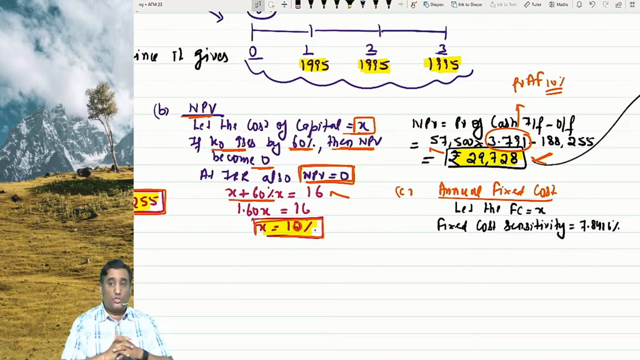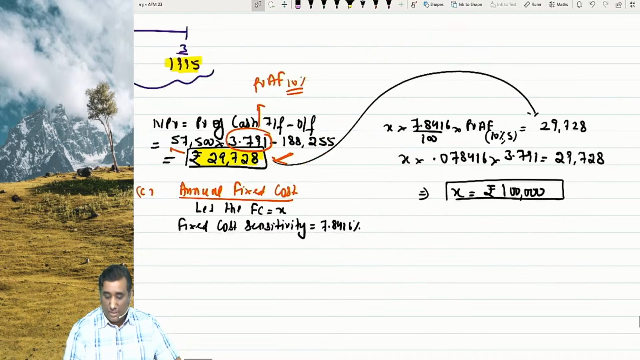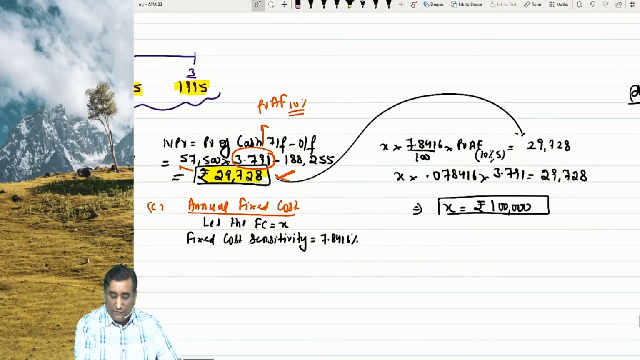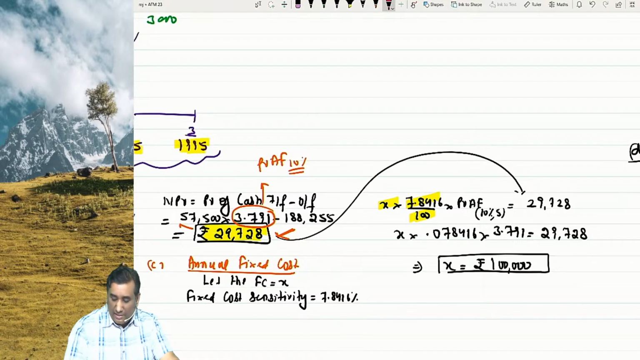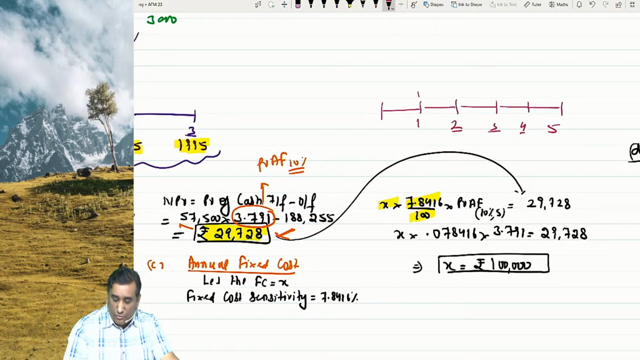7.8416%, and that amount should be equal to, if fixed cost is X, X into 7.8416, look up please. If fixed cost is X, X into 7.8416 is the change. This change will come what? If I draw diagrammatically, how many is the life? 1 year, 2 year, 3 year, 4 year and 5 year. So 1, 2, 3, 4, 5. This change should come in 1, 2, 3, 4, 5.